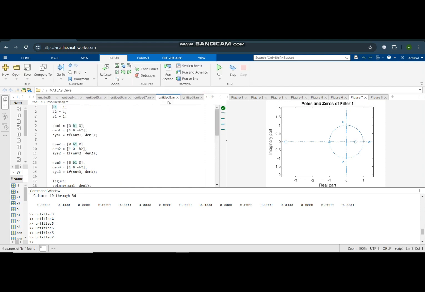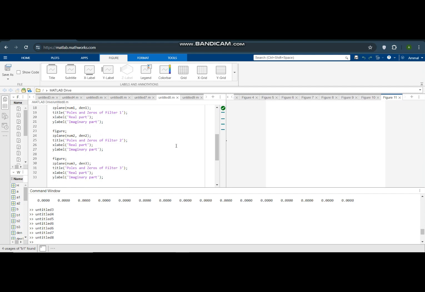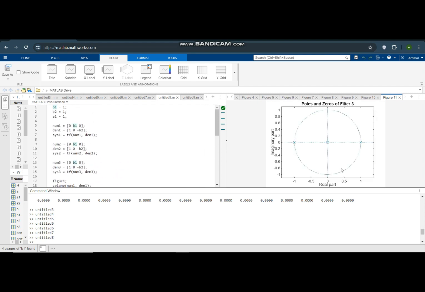Then comes the next task. It is also about plotting the poles and zeros of the transfer functions. Here we can see the plot which represents 2 poles lying exactly on the unit circle, which means that the system will become unstable. If a single pole lies on the circumference of the unit circle, the system will be marginally stable.